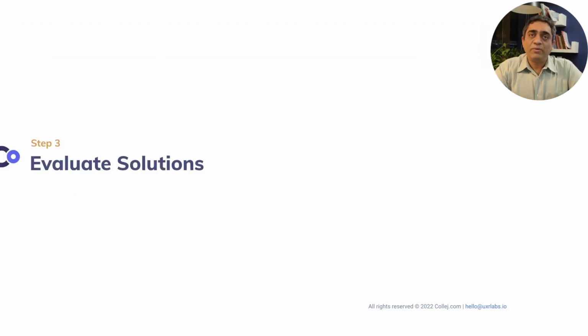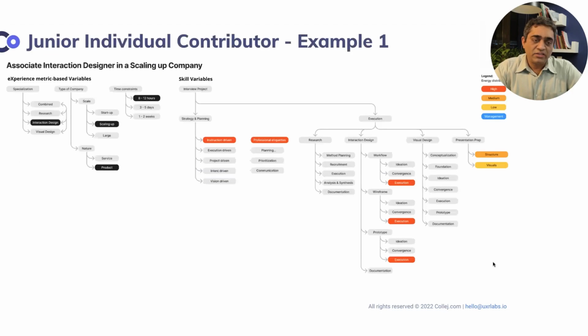Now let's talk about evaluating solutions. So let's go to the next slide. So let's think this through. Let us say that you are interested in specialization. You are good at interaction design, this individual. The type of company is a scaling up company. This company is looking to scale up very, very quickly. And the nature is it's a product company, and you have been given 8 to 12 hours to execute on a project. All right. And the role that this individual is applying for is an associate interaction designer at a company that's scaling up.